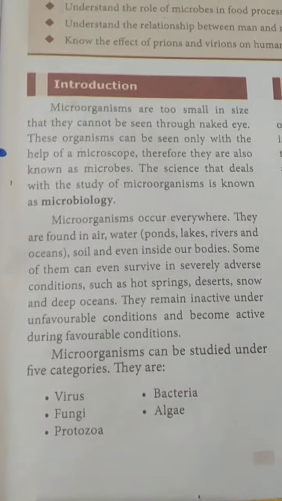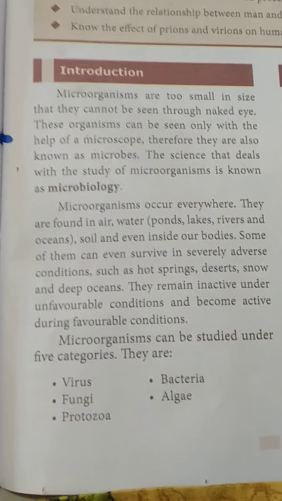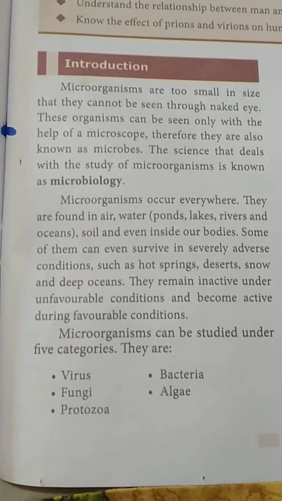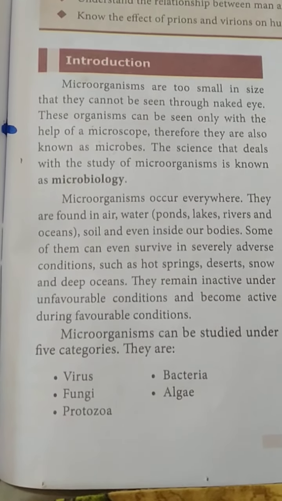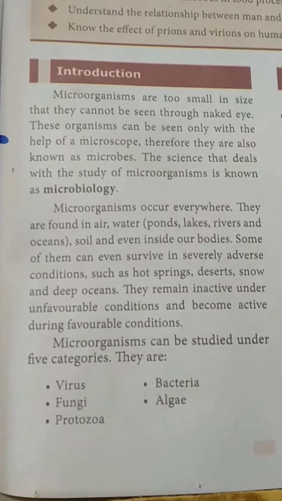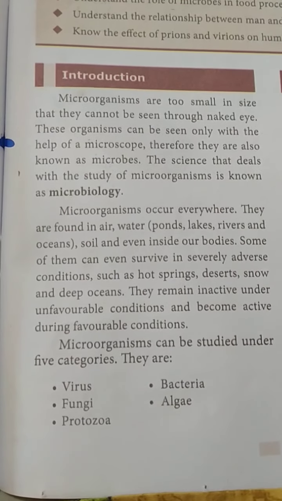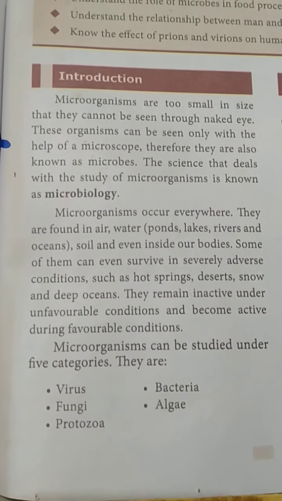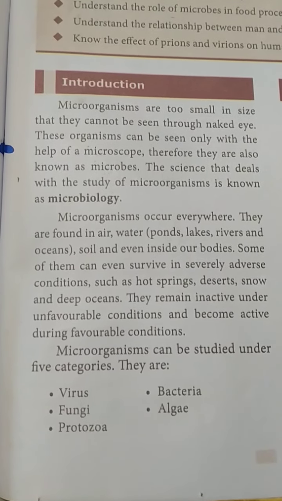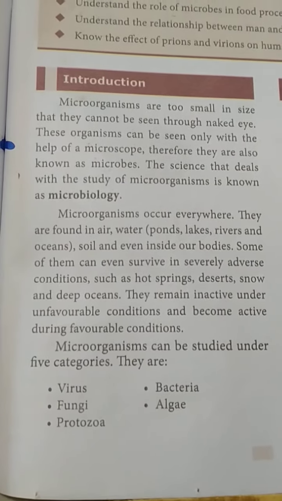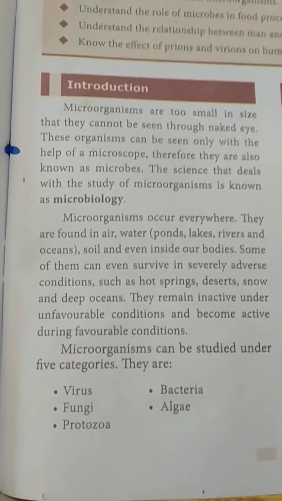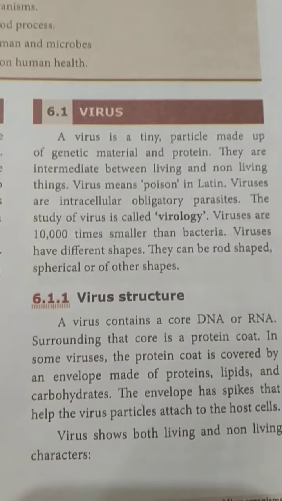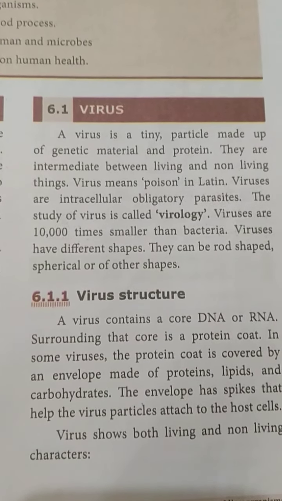Here we are going to see a few microbes. They are in 5 categories. What are they? Virus, fungi, protozoa, bacteria, and algae. Microorganisms can be studied under 5 types: virus, fungi, protozoa, bacteria, and algae. Among these 5 categories we are going to see the first one.